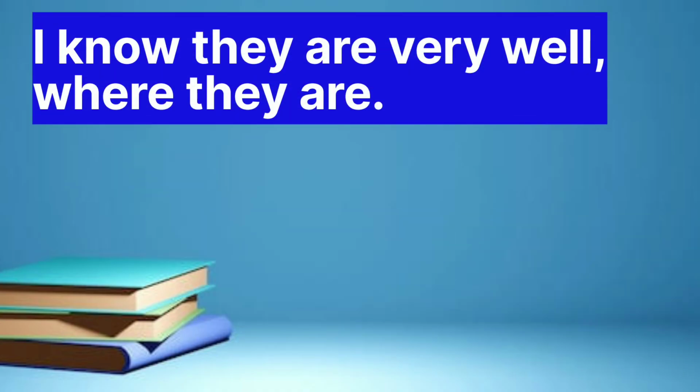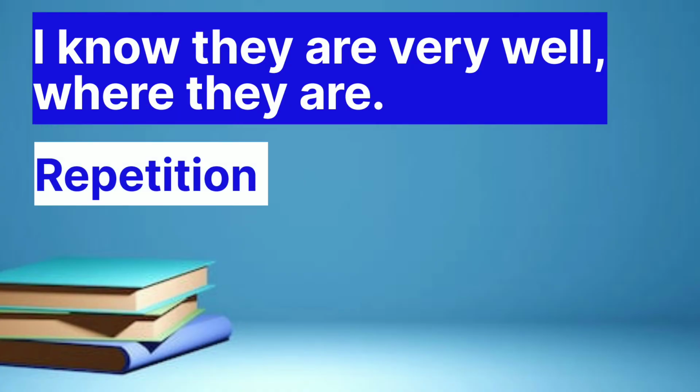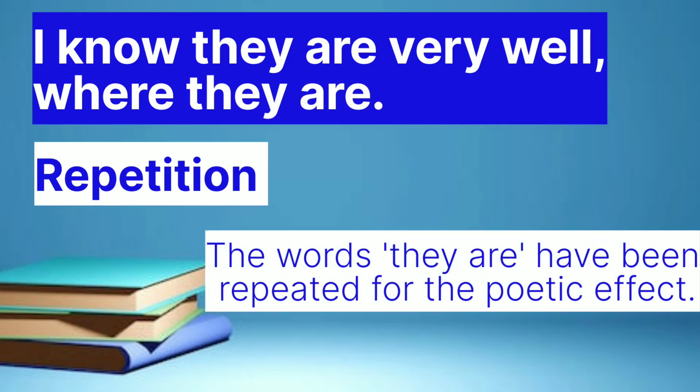Next line: I know they are very well where they are. The figure of speech used in this line is repetition. And the explanation is, the words 'they are' have been repeated for the poetic effect or musical effect. Here you have to put the words 'they are' into single inverted commas.